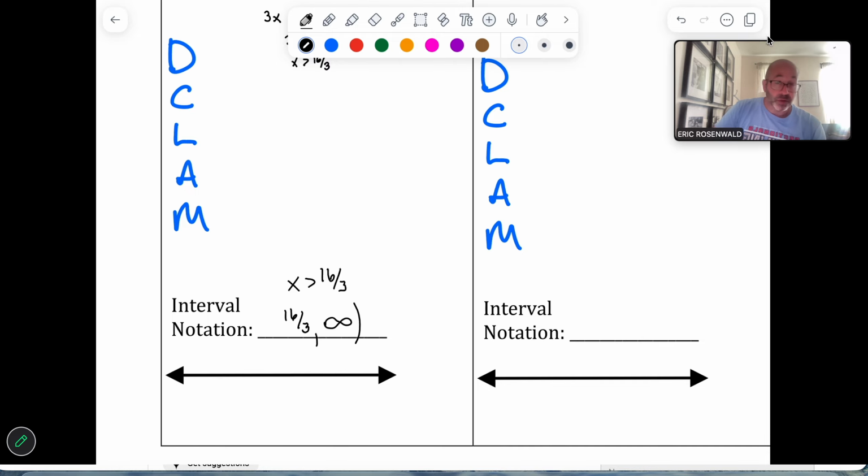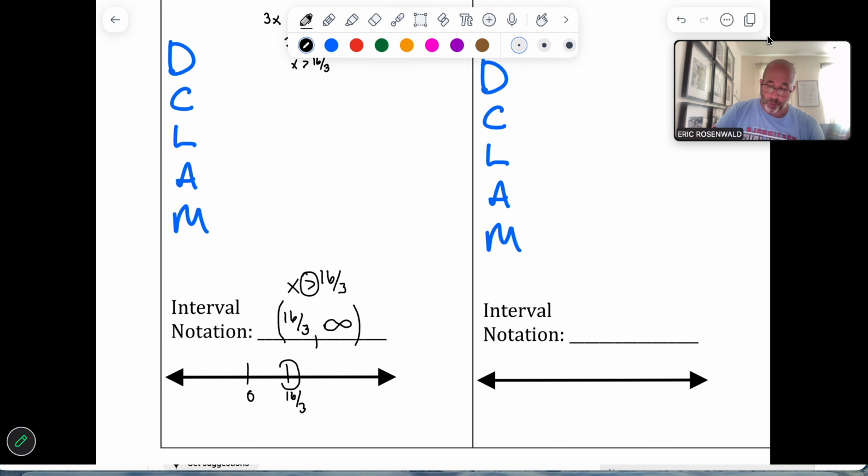I'm not going to equal infinity, can't equal it. And that symbol that's right there is not going to equal 16 over 3. We're going to start at 16 over 3 and go ahead and graph this. We're saying all the values that are bigger than 16 over 3, so we're going to use an open circle here. And then we're going to actually use a different color. Open circle here, and then we're going to go to the right. Everything that's greater.